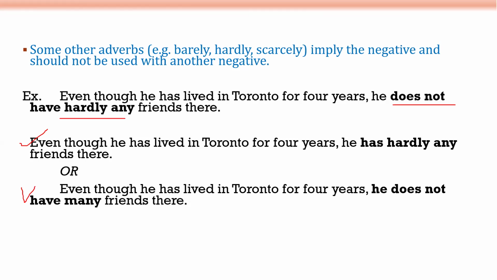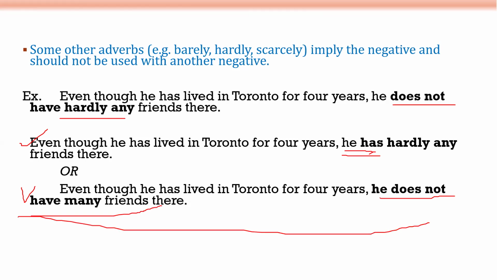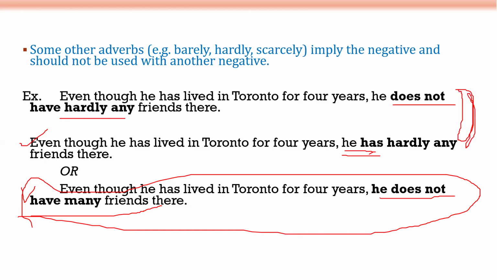Even though he has lived in Toronto for 4 years, he has hardly any friends there. So, hindi yung he hasn't, he has hardly. Just pick one negative. Even though he has lived in Toronto for 4 years, he does not have many friends there. This is a more easy way to express that sentence. Less confusing. Kasi ito for sure mako-confuse kayo dito sa dalawa na to, right? Pero pag sinabi mo, he does not have many friends, automatically, that's correct. Grammatically correct.